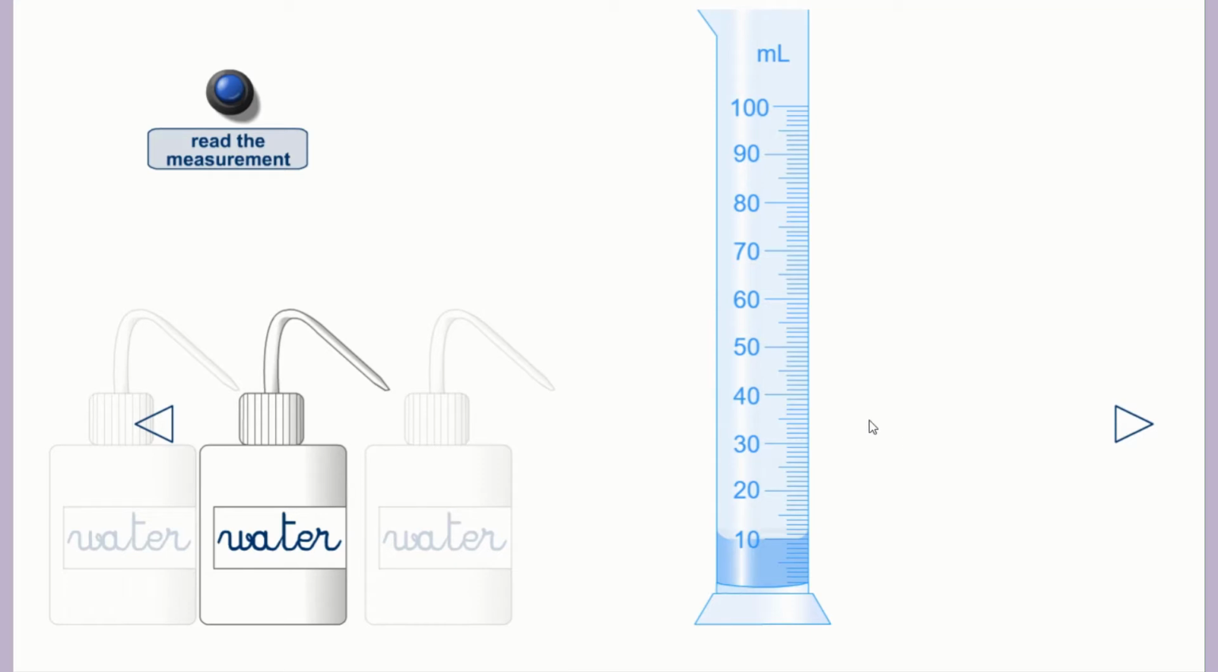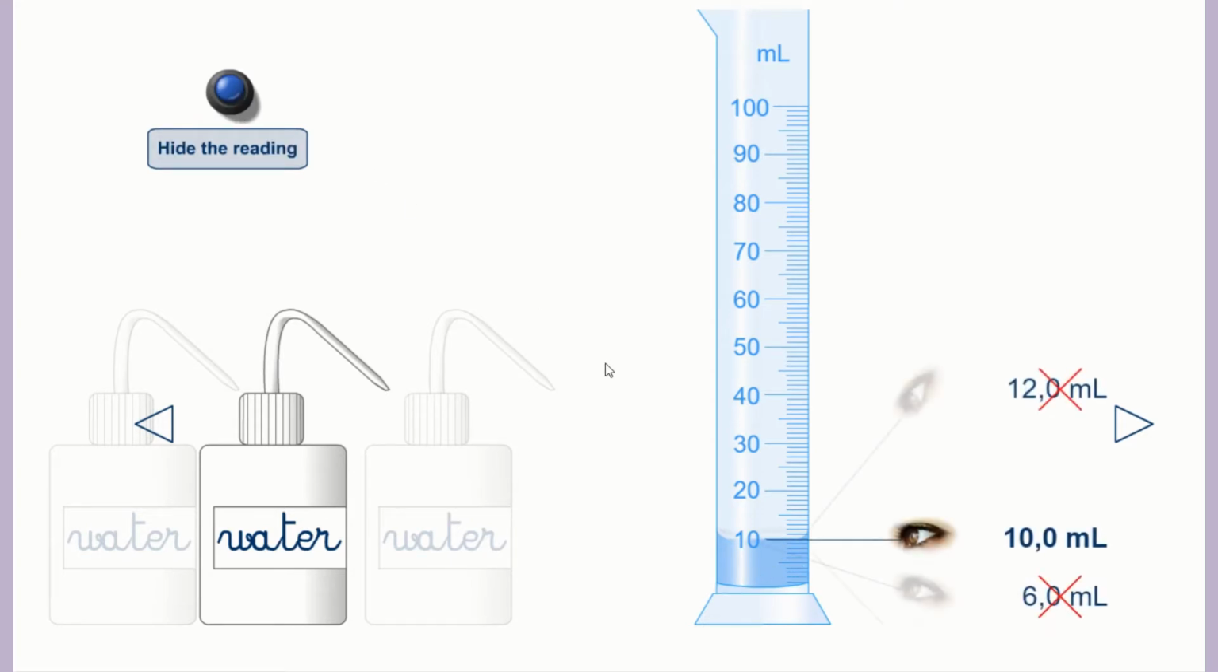I need to read this volume. How can I read it? Where should I place my eye? For me to read it, I need to place my eye at the same level as the water inside this graduated cylinder. Okay, I shouldn't put my eye right here and I shouldn't be looking from the bottom and not from the top. It should be placed on the same level. All right, and this is how we measure the volume of a liquid.